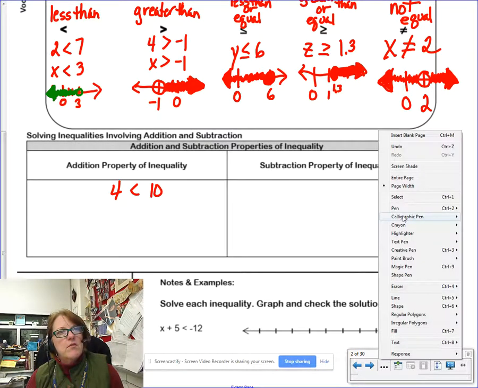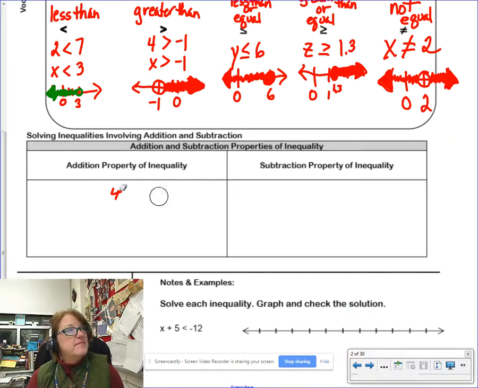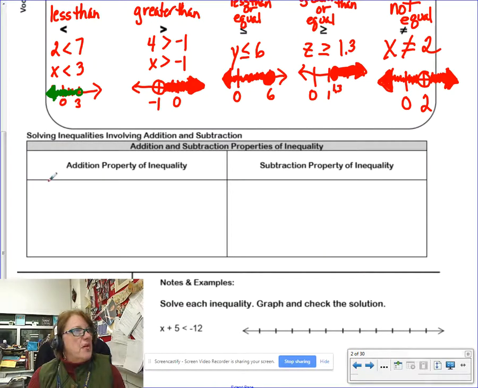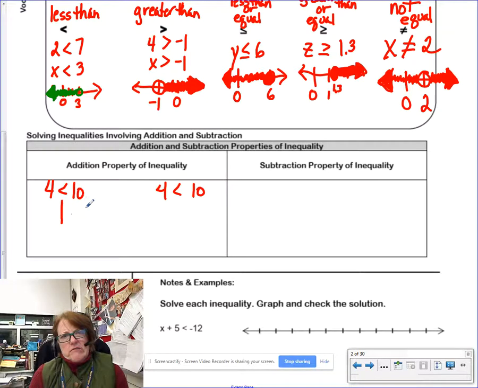Actually, let's do this. I'm going to erase this. I'm going to have you write this twice, okay? I'm going to have you write 4 is less than 10 over here on the left. And I'm going to have you over here write it again. 4 is less than 10. All right. I'm going to ask you to add a positive number to both sides of this inequality. So I'm going to add, what should we pick? 5. Let's add 5. Add 5, add 5.